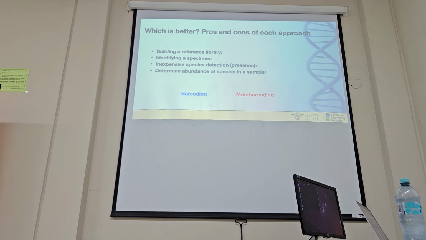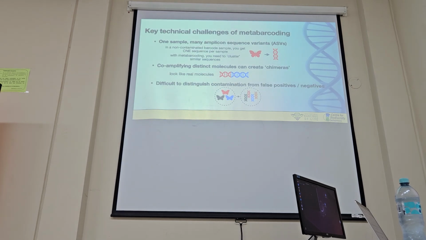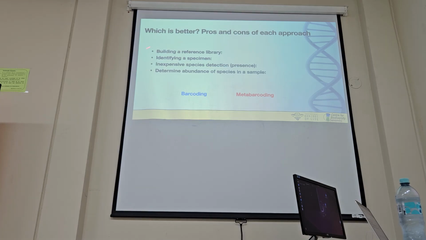Okay, so here are my answers. Oh wait, I guess I didn't put them in. Okay, so for the first one, building a reference library, maybe that slide is hidden. I think you would do barcoding, not metabarcoding, because you need to have the single sequence associated with each specimen to build up your library. For identifying a specimen, you would also do barcoding because you want to know one sequence for that specimen. To know if a species is in an area, that is what you would do metabarcoding, right? Because it's cheap and you don't have to process much. You just extract DNA and that's that.